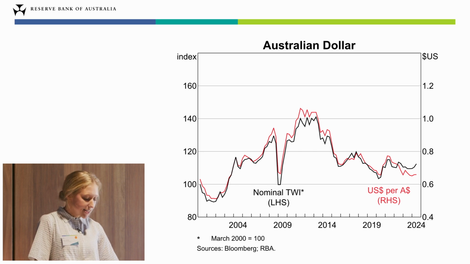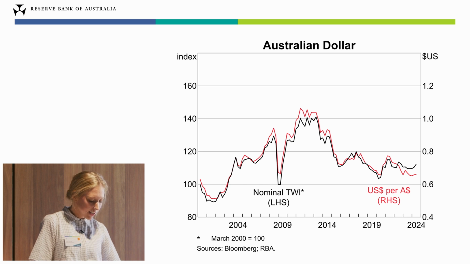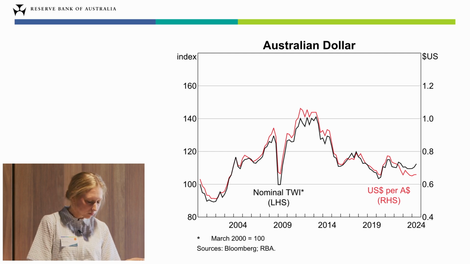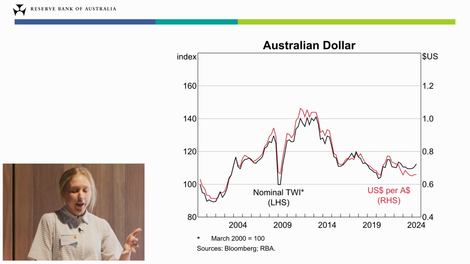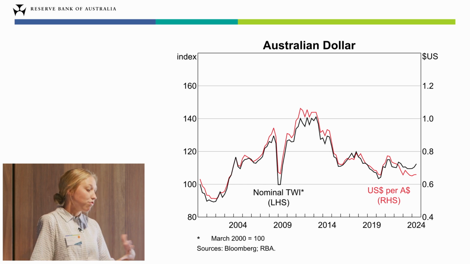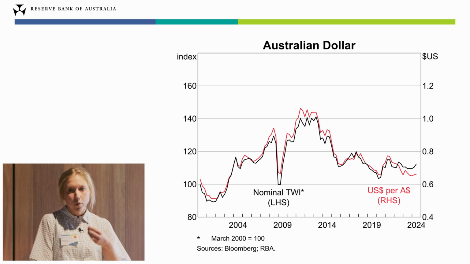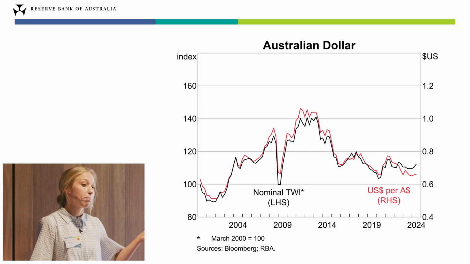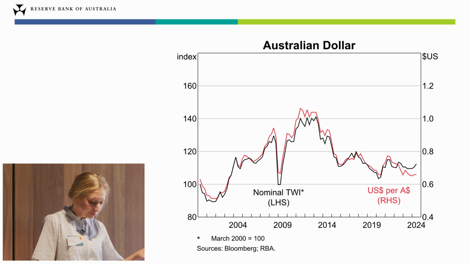So the TWI tends to give us a broader measure of trends in a currency, as it shows whether it's appreciating or depreciating relative to its key trading partners. And because it aggregates movements against a wide range of currencies, and some of these moves are going to be offsetting, we tend to see that the TWI exhibits less volatility than what we see in bilateral exchange rates.